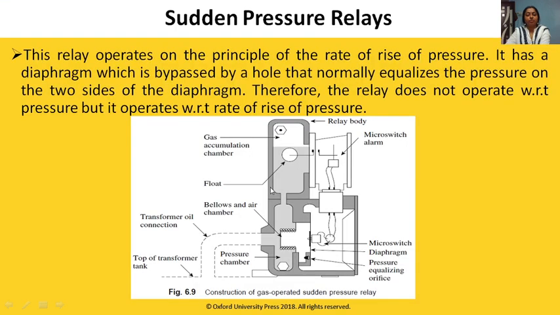Okay, now the second gas operated relay is the pressure relay, the sudden pressure relay. This relay operates on the principle of rate of rise of pressure. It has a diaphragm which is bypassed by a hole that normally equalizes the pressure on the two sides of the diaphragm. Therefore, the relay does not operate with respect to pressure, but with respect to rate of rise of pressure. Here you can see it is a pressure chamber, here the gas accumulation chamber, here the micro switch and diaphragm.